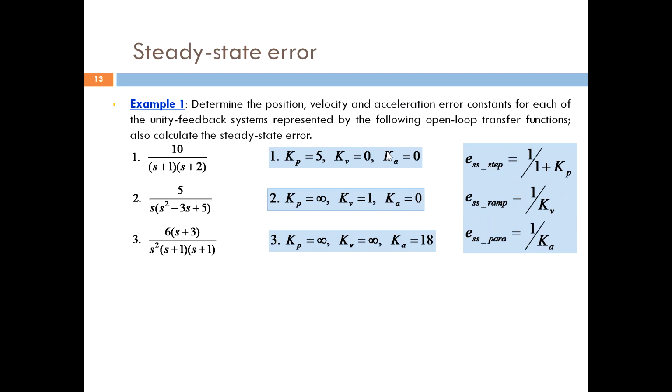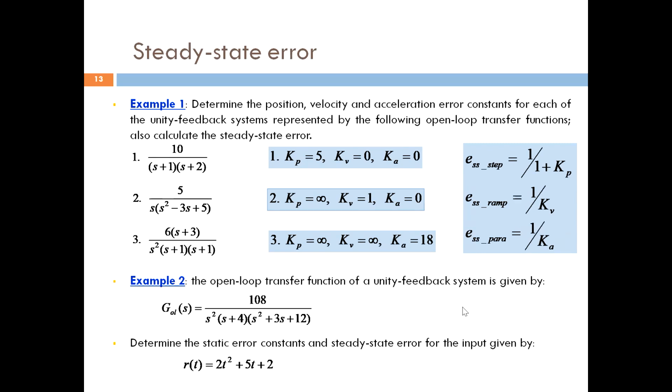The steady state error for a ramp input is 1 over Kv, that is 1 over 0, that's infinite. For a parabolic input, 1 over Ka, that is 1 over 0, that's also infinite. And this agrees with what we have been discussing in the previous slides, that a type 0 system, as you can see, this is the type 0 system, is going to have a finite steady state error for a step input and infinite steady state error for ramp and parabolic inputs.